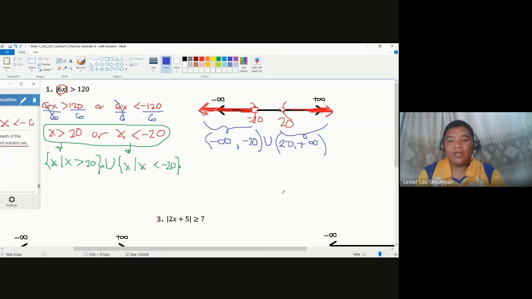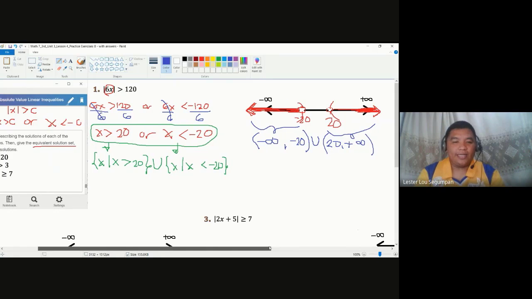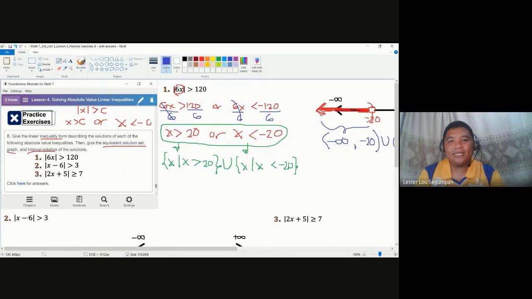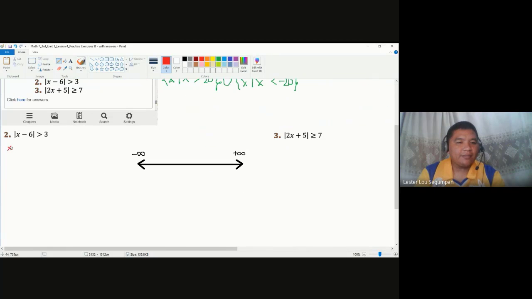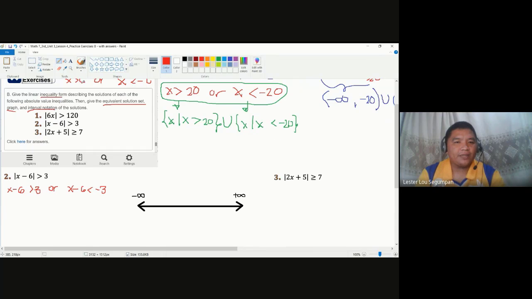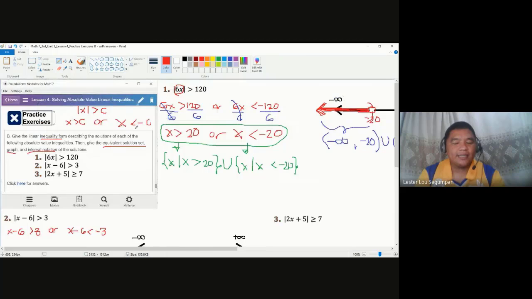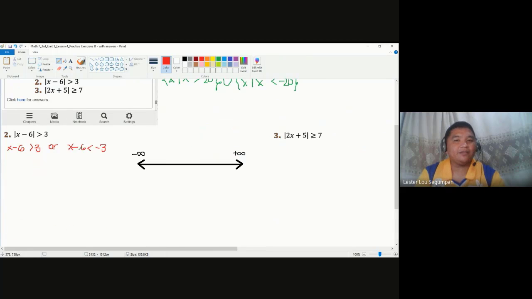So let's continue with item number 2. In item number 2, we have a binomial here. Don't worry, simply apply first the general form. So you will have x minus 6 is greater than 3, or x minus 6 is less than the negative of 3. Again, greater than the positive of the constant or less than the negative of the constant. We simply follow that one.